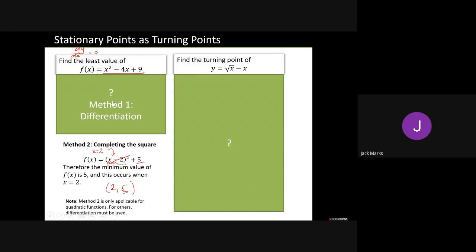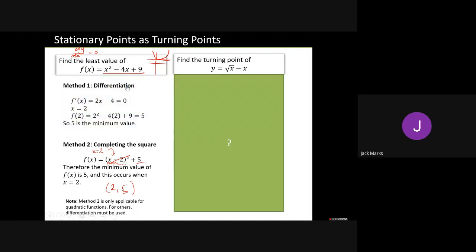We could now, though, also do this with differentiation. x squared minus 4x plus 9 looks something like this. We know that at a minimum, the gradient is equal to 0. So we could actually differentiate it, set it equal to 0, and get the x from here. If we have the x and we want the y, we just put the x in and calculate the y. So we put the 2 in and get the 5. So we now have another way of answering this question.